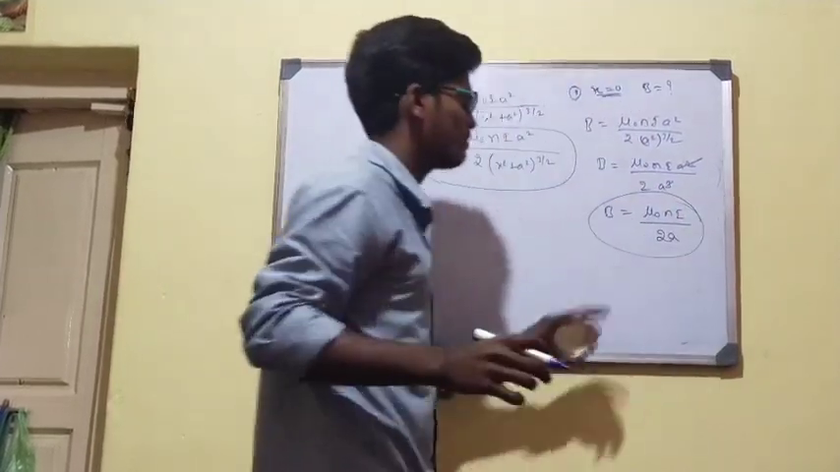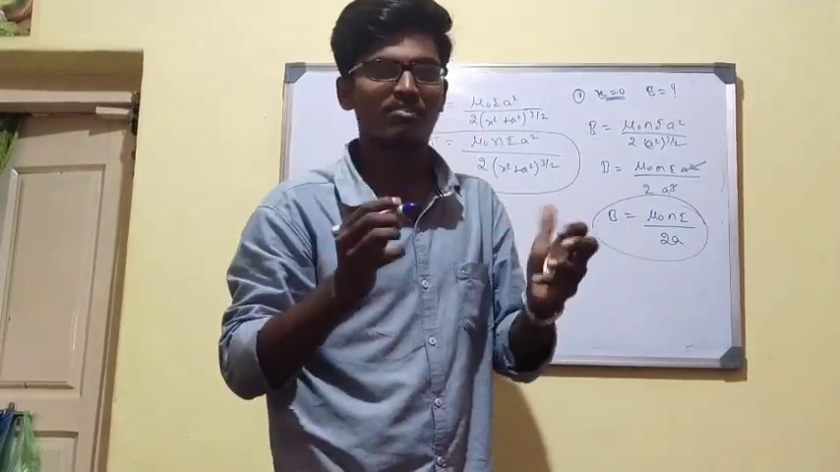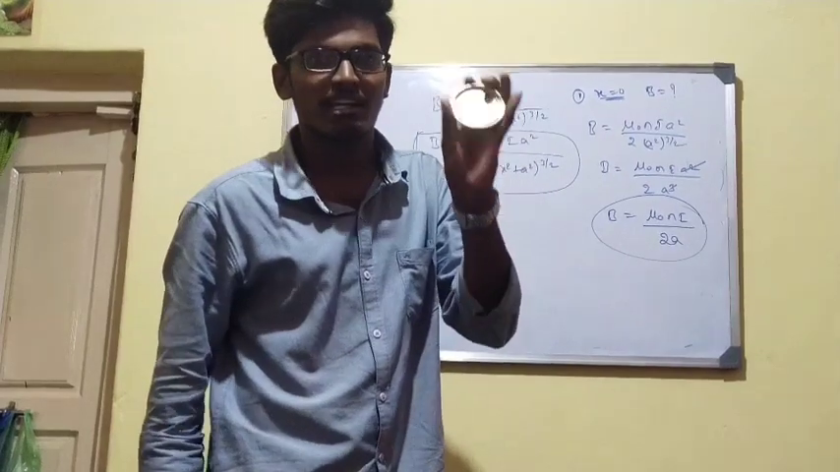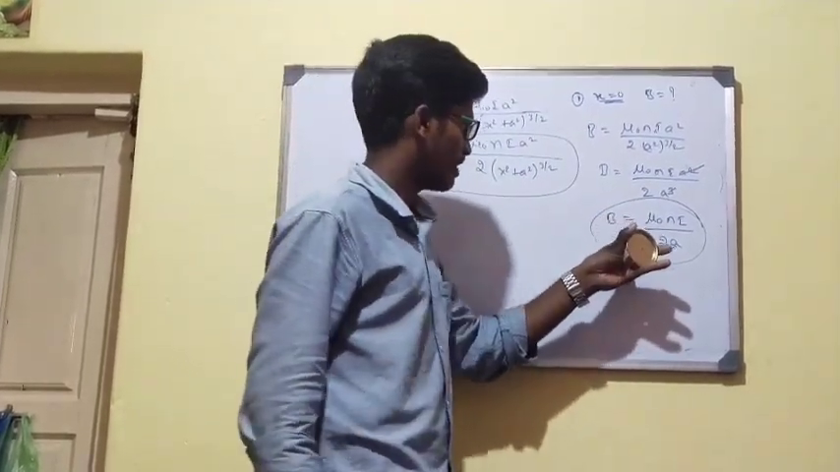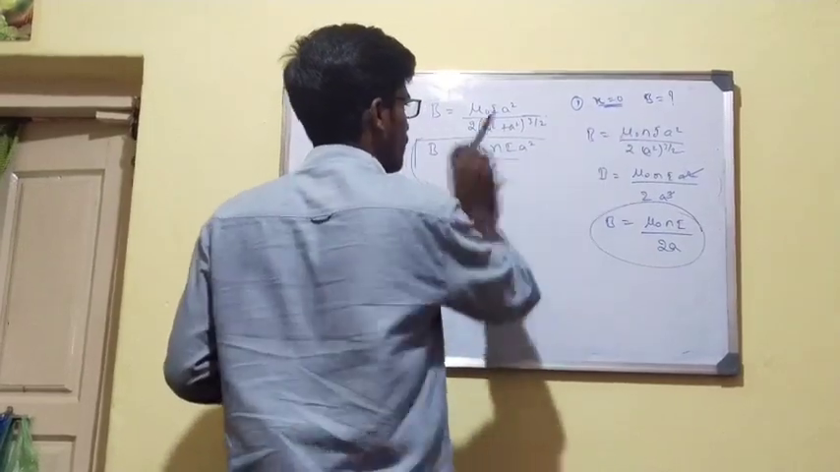This is the expression to find out the magnetic field at the center of the coil. At the center of the coil, the magnetic field is found by this equation. And similarly, like this case 1, we have case 2. What is that case 2?